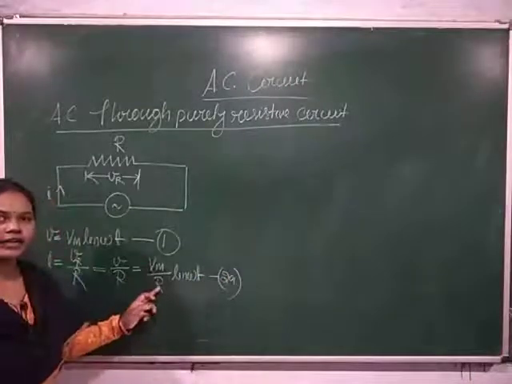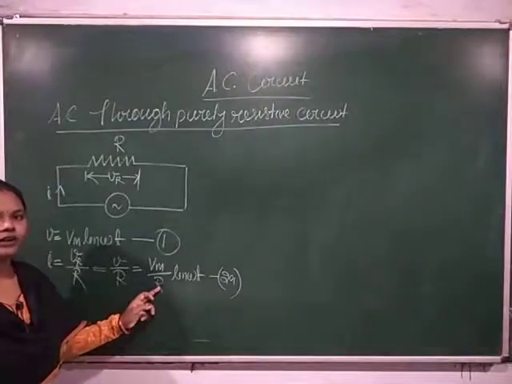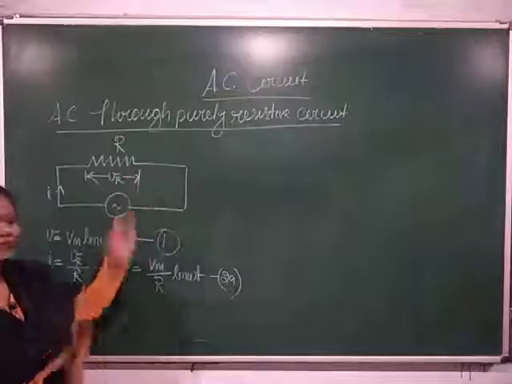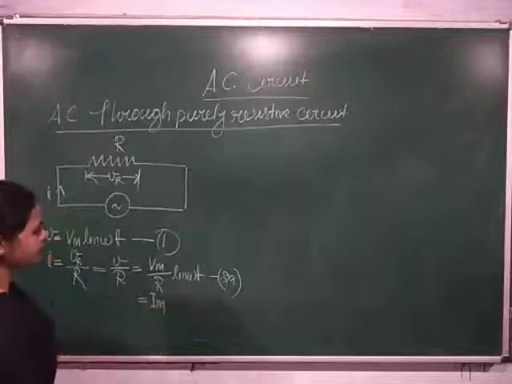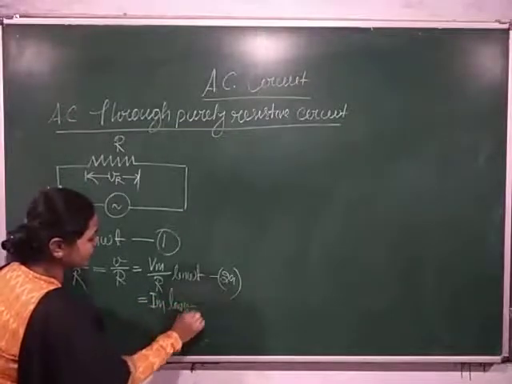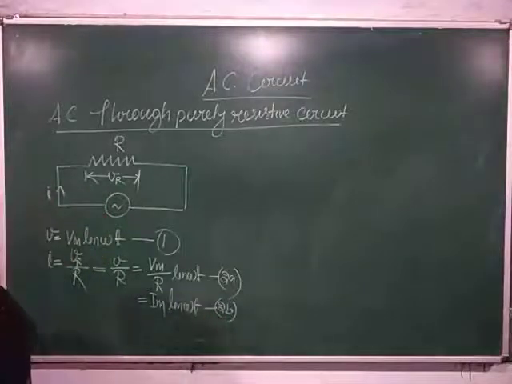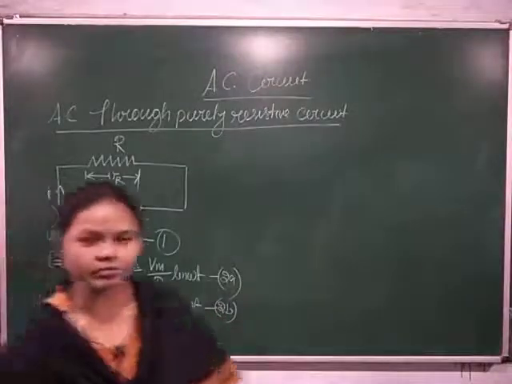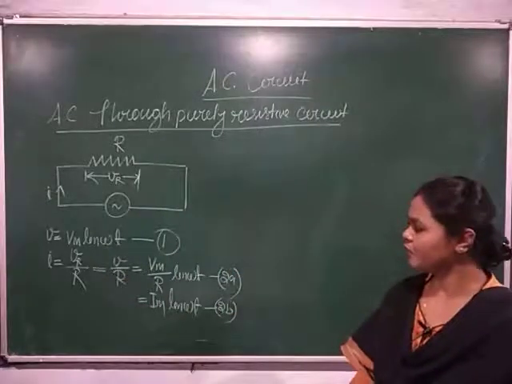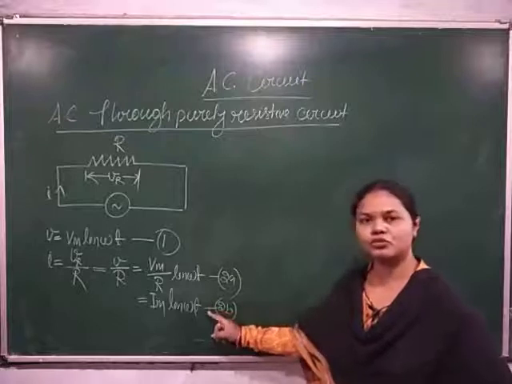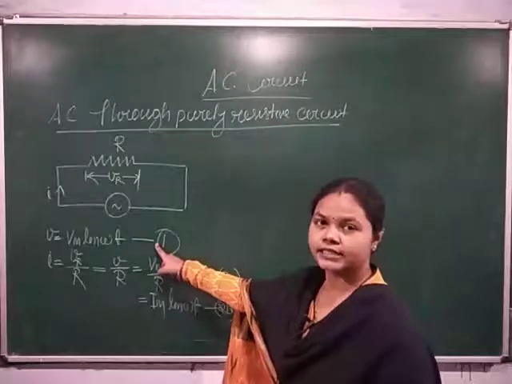Vm by R is the maximum value of current, the maximum value of current flowing through this resistor. So in place of Vm by R, I write Im sin omega t. Take it as equation number 2b. So from equations 2 and 1, it is very clear that the current flowing through the resistive circuit and the voltage applied are the same in phase.